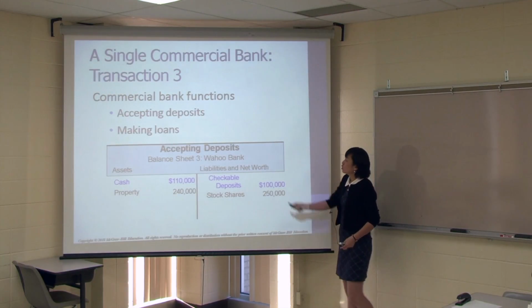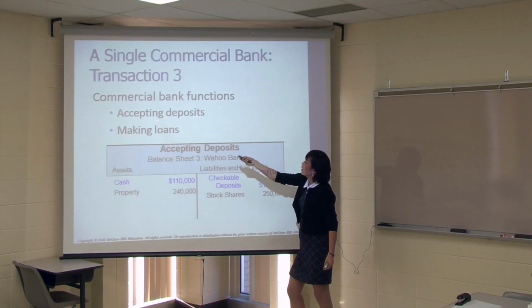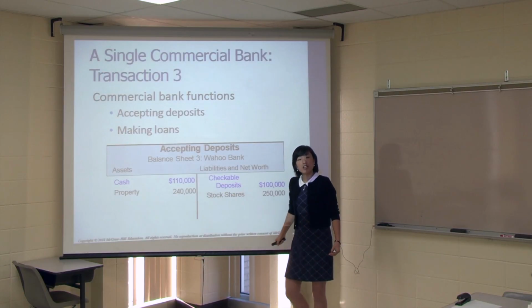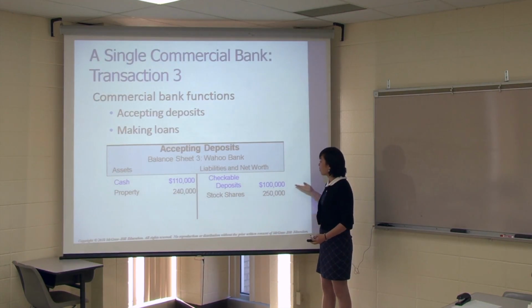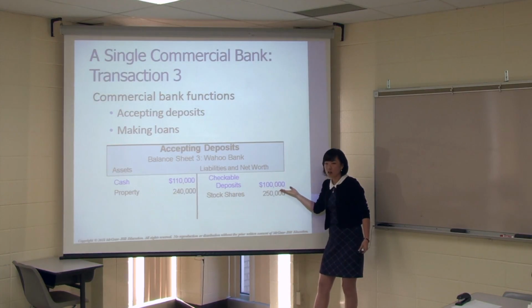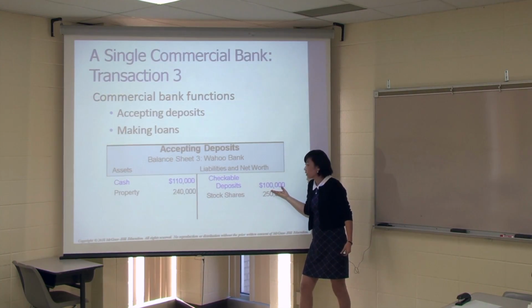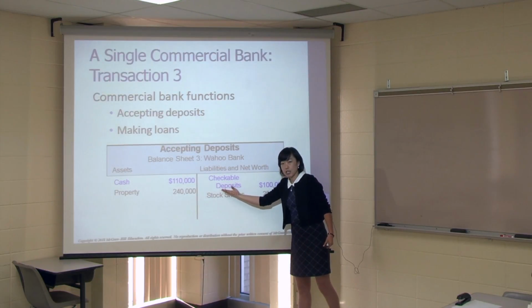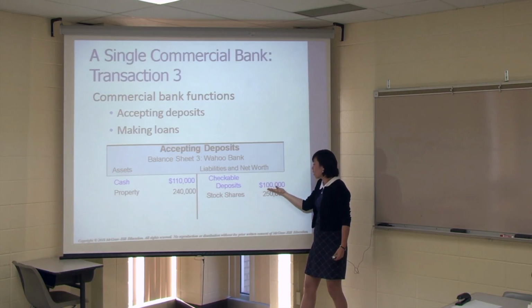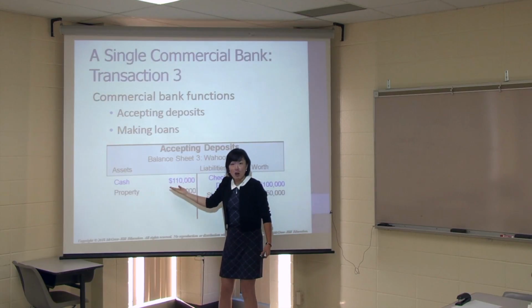Like we have said, the two major functions of a commercial bank are accepting deposits as well as making loans. Say we are very lucky. The very first week we have our first customer, and he is willing to deposit $100,000 with us. When customers deposit money with our commercial bank, we call it a checkbook deposit. This is the commercial bank's liability because the bank has to pay him this $100,000 later. At the same time, we will take this $100,000 and put it into our own vault.